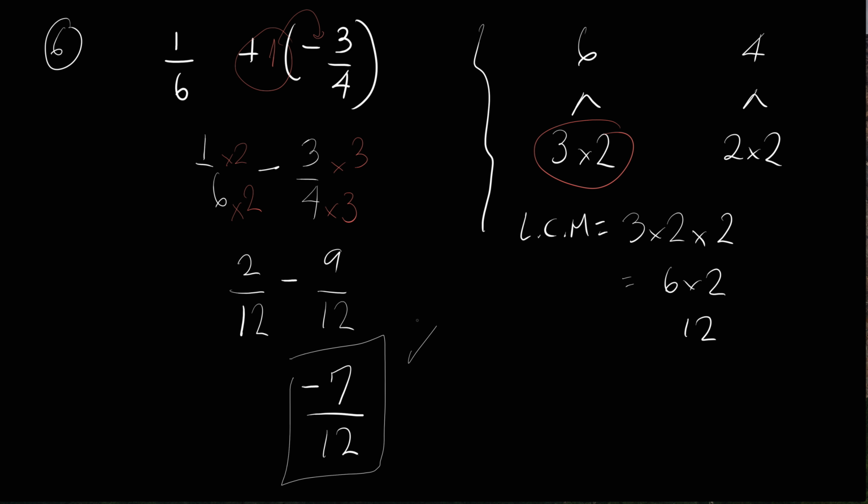So let's move to the next following problem. Okay, let's do problem number 7. In problem number 7, we have negative 5 over 12 minus 1 half minus 1/12.